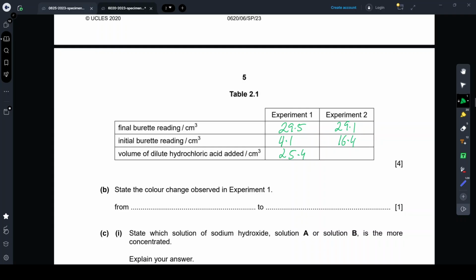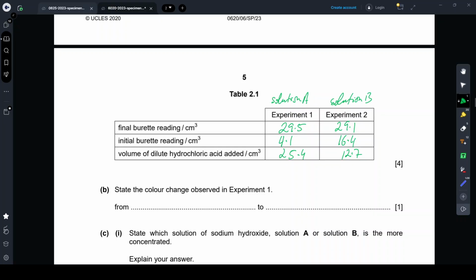What about the next one, Sobia, for experiment 2? 12.7. So you can see that those are very, very different results. Now experiment 1 is for solution A, and this is for solution B, right?